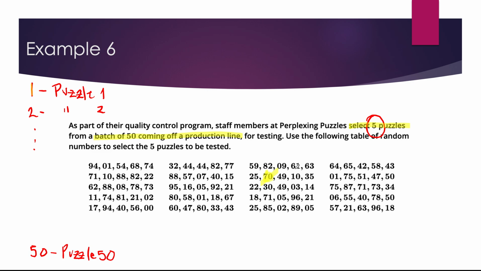But then I go 1, 2, 3, 4, 5, 75. I'm not going to use it. 1, 2, 3, 4, 5, 88. I'm not going to use it. 1, 2, 3, 4, 5, 16. So that's one of the ones that I'm going to use. 1, 2, 3, 4, 5, 30. Beautiful. 1, 2, 3, 4, 5, 87. Not going to use it. 1, 2, 3, 4, 5, 74. Not going to use it. 1, 2, 3, 4, 5, 58. Not going to use it.